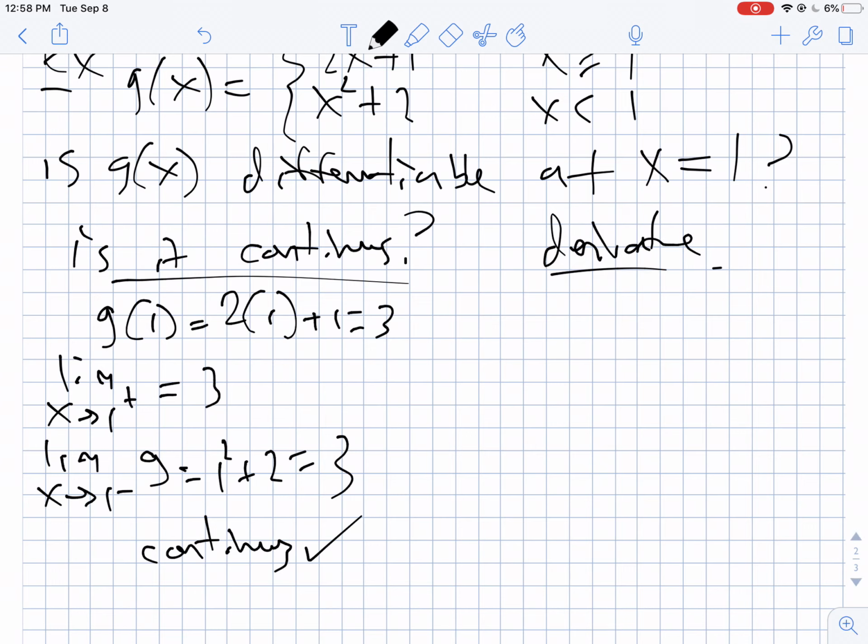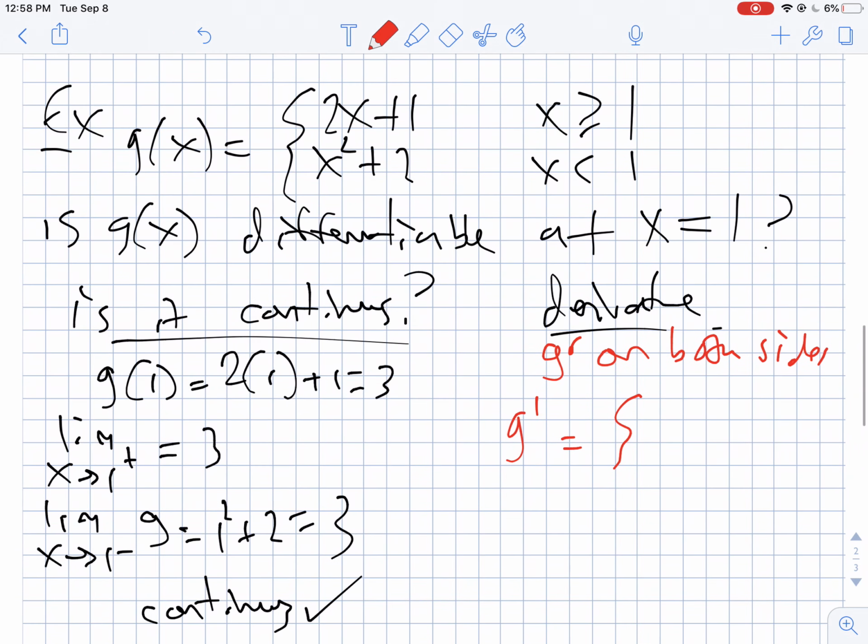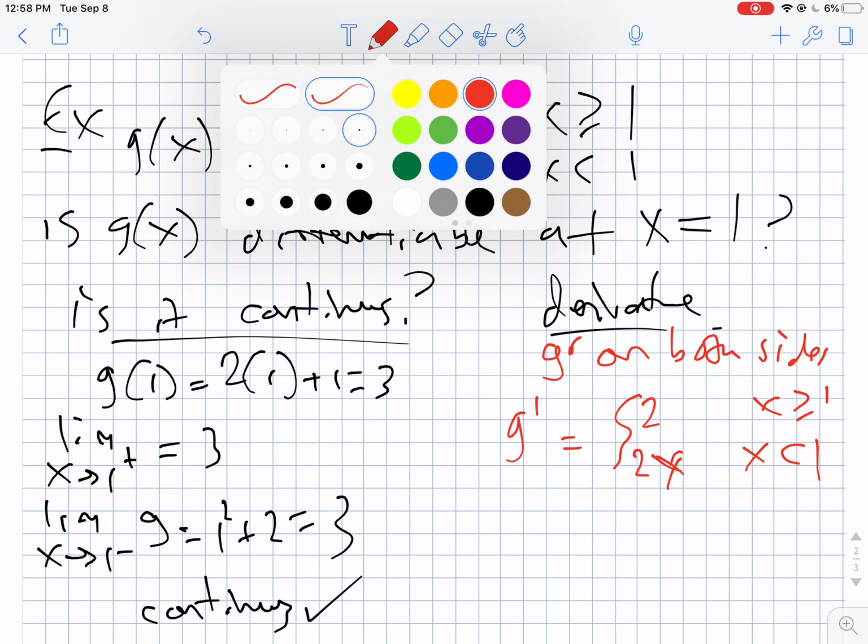We're good. Now we're going to ask ourselves, what about the derivative? So what I'm going to do is check g prime on both sides. My g prime here, I could take the derivative of each part. Derivative of 2x plus 1 is 2 for my x values greater than or equal to 1, and it is 2x for my x values less than 1. So I'm going to do the same thing that I did with continuity.